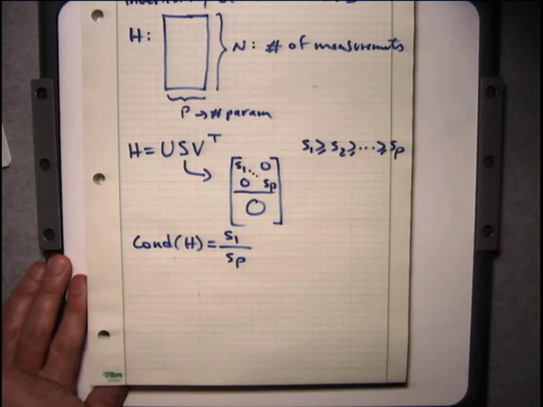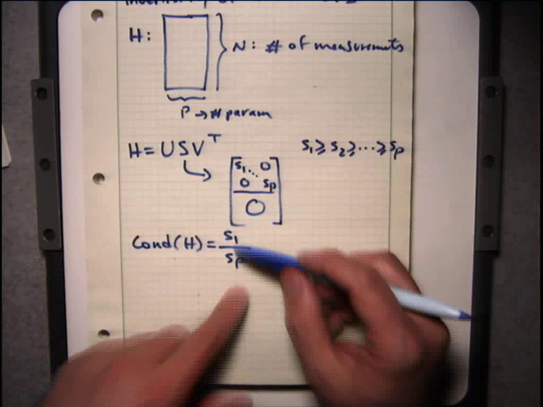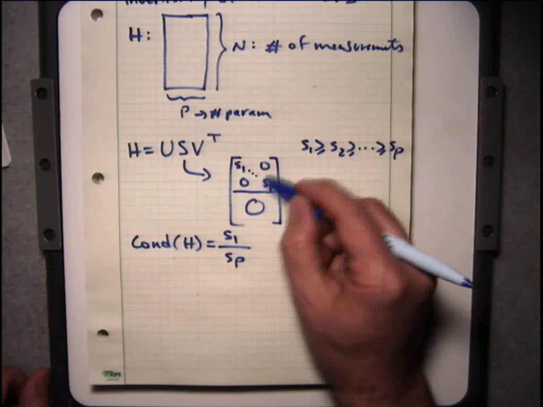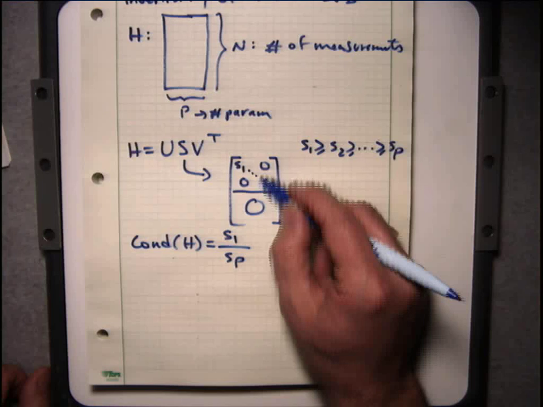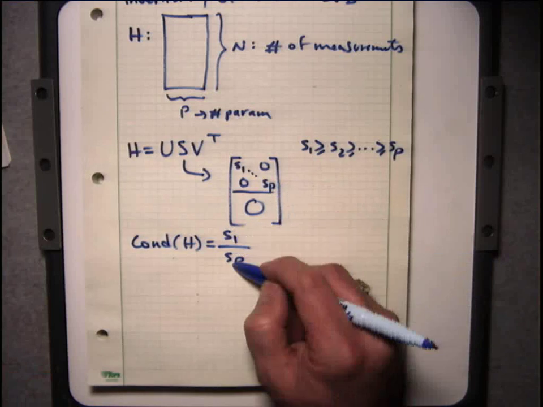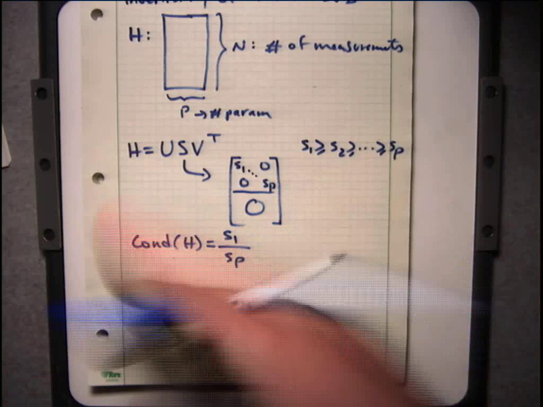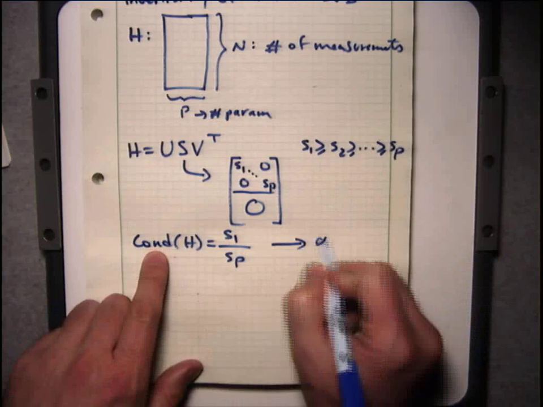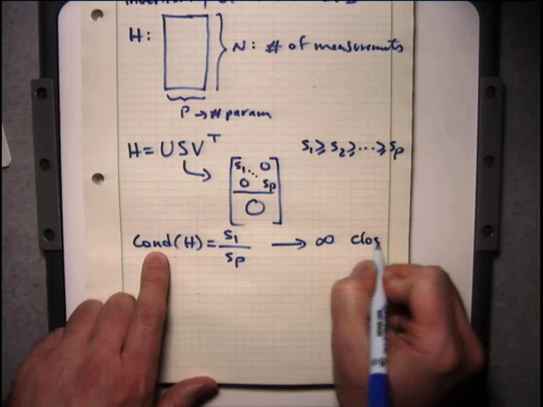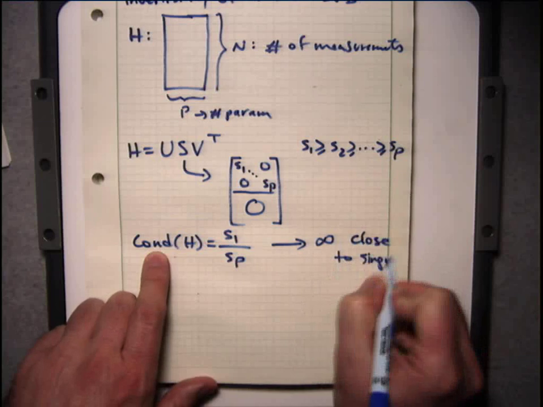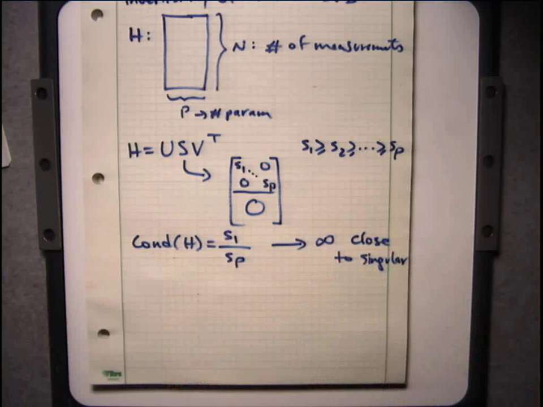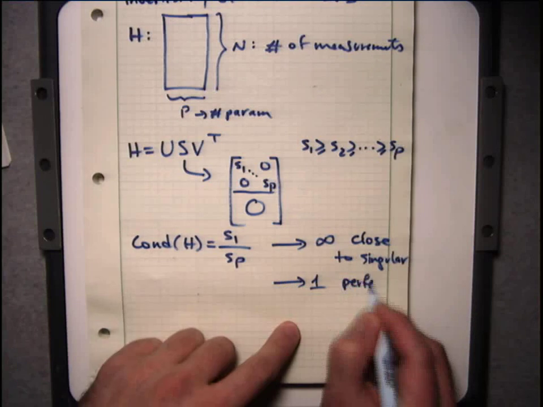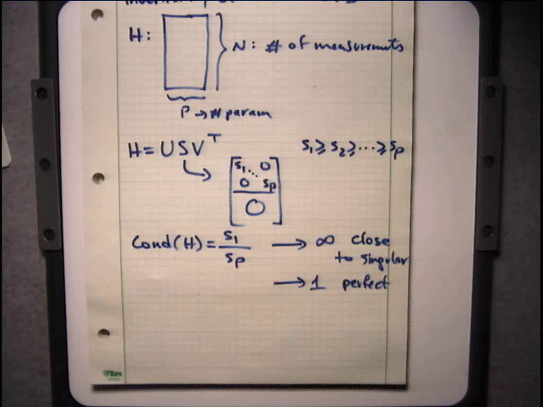Okay? So for instance, if all of these numbers were 1, then this condition number would be 1, which would be perfect. On the other hand, if the smallest singular value was close to 0, then this would be some number divided by something very close to 0, so the condition number would blow up. And that would be bad. Okay? So condition number going to infinity would be close to singular. And if the condition number goes towards 1, that is the perfectly conditioned matrix. Like the identity matrix is perfectly conditioned.